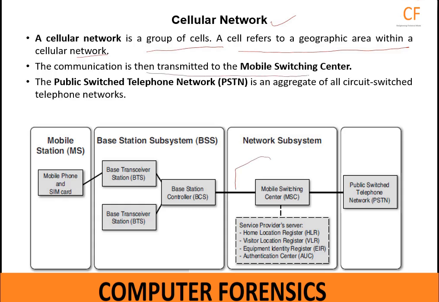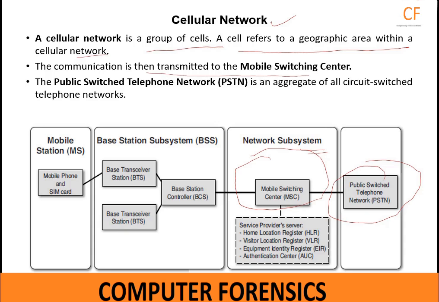The mobile switching center, MSC, is responsible for switching data packets from one network port to another on a cellular network. If the user is calling a user on a cellular network managed by another carrier, the call is routed from the MSC to the public switched telephone network. The public switched telephone network, PSTN, is an aggregate of all circuit switched telephone networks that connect all telephone networks worldwide. This is where the tolls for connecting calls across the different networks are calculated.